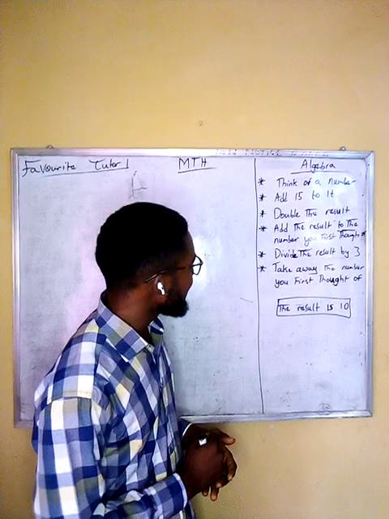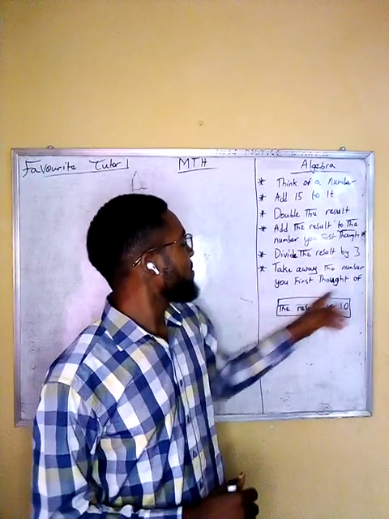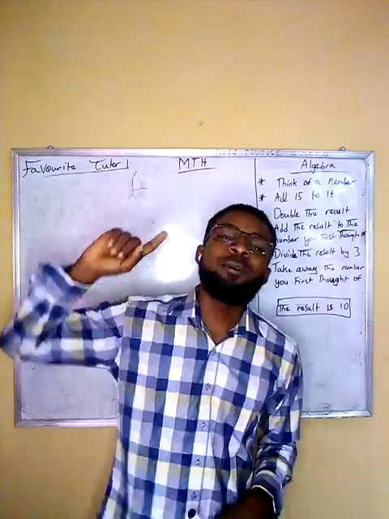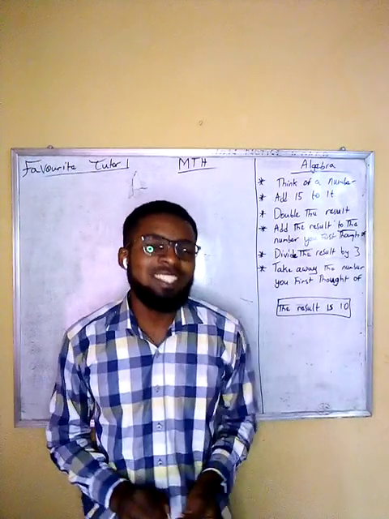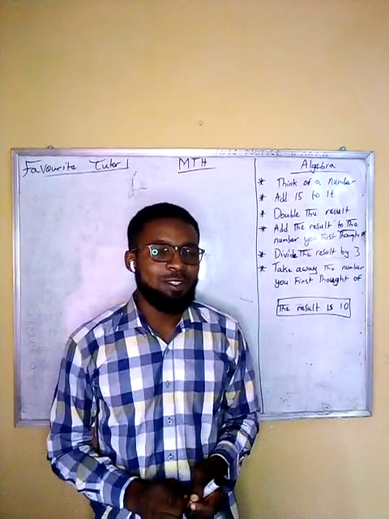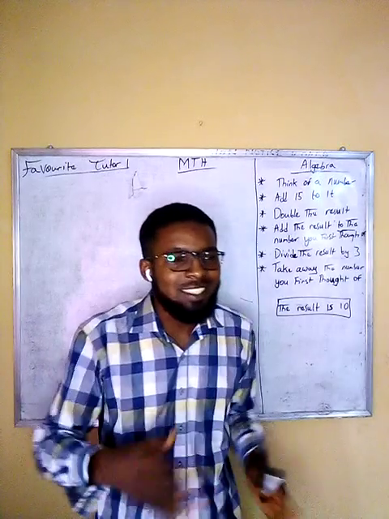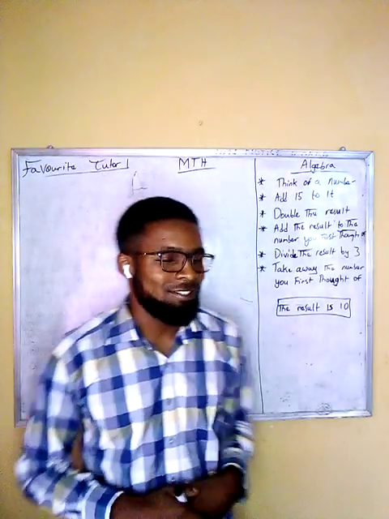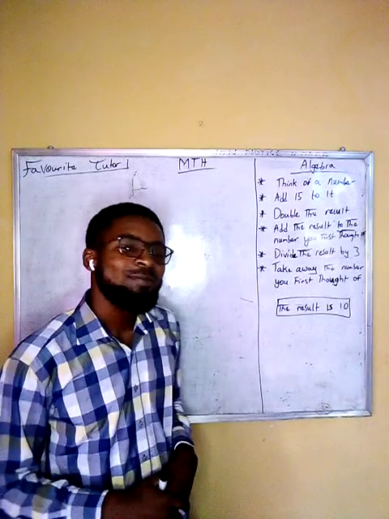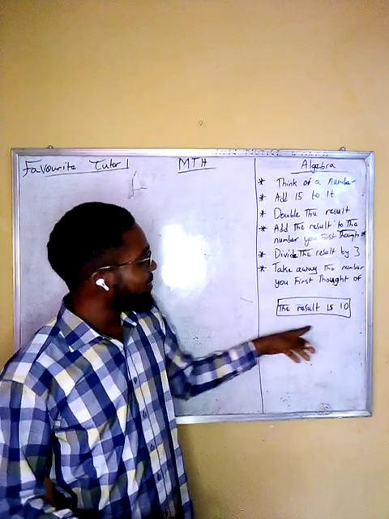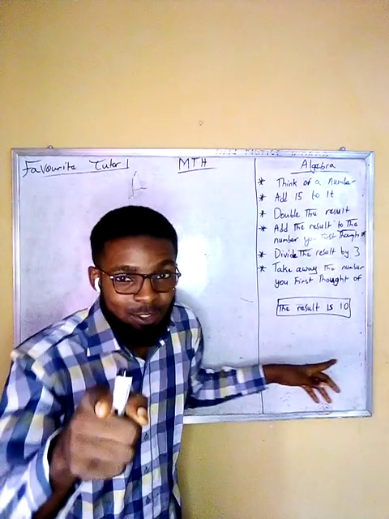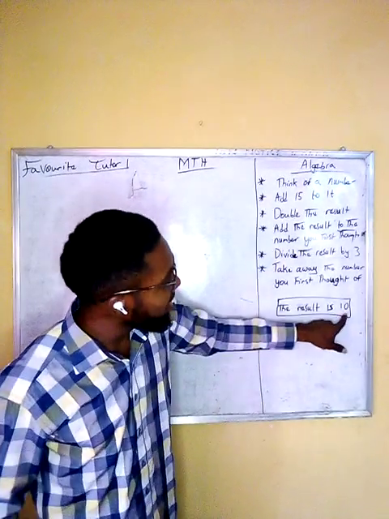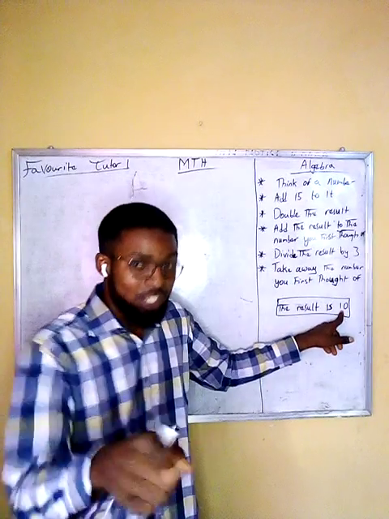Okay, the last one, take away the number you first thought of. So the number you first thought of, which is your original number, subtract it from the result. Just subtract it. Yes, take it away, subtract it. Have you done that? The result is 10. So whatever number you thought of, you must have 10 as your result, which is your answer.